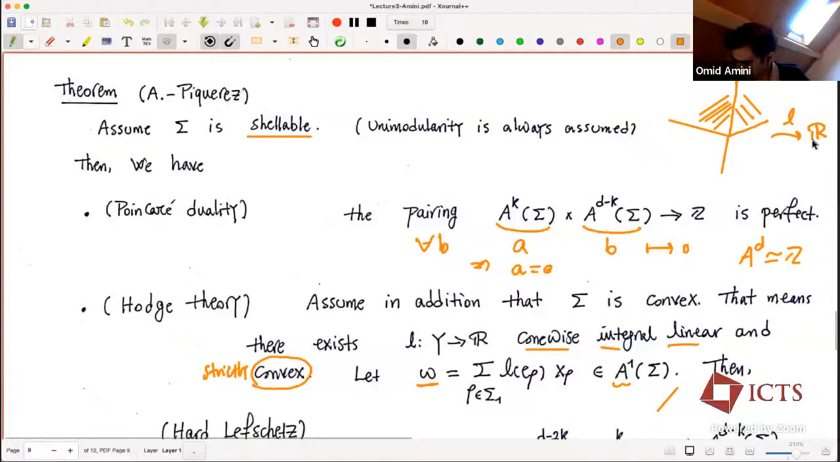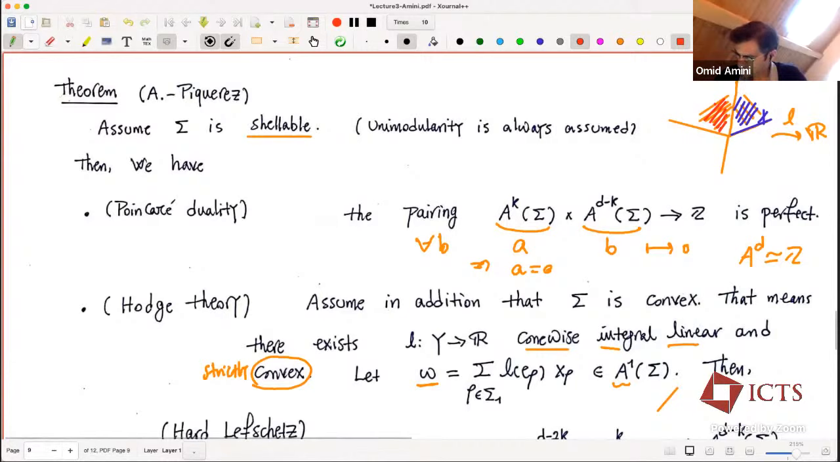And it is linear on each cone. So if you take a cone here, it is linear on this cone, and it is also linear on the next cone. But of course, you don't ask L to be globally linear. It's just cone-wise linear.